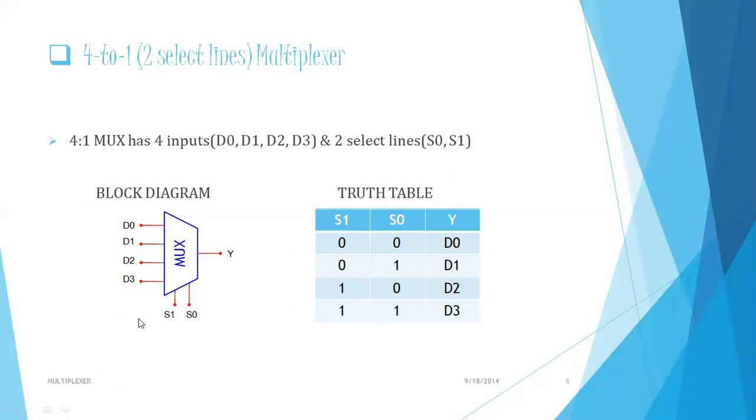Based on these selection lines, it produces only one output. Suppose we pass the 0 0 combination. If you pass 0 0, it will produce the D naught output. If you pass 0 1, it will produce D1. If you pass 1 0, D2, and if you pass 1 1, D3. So how will it be? See.